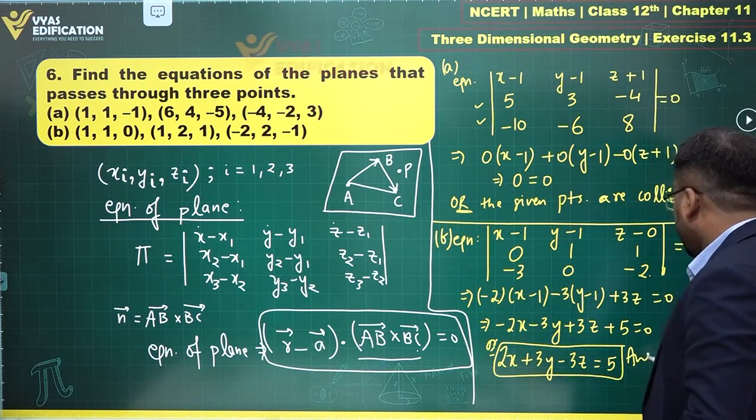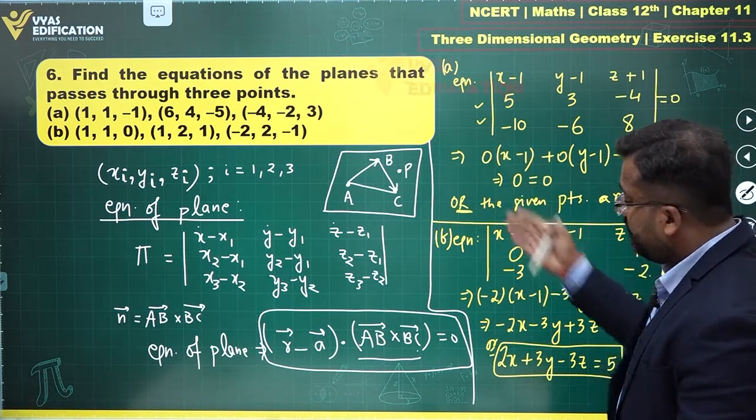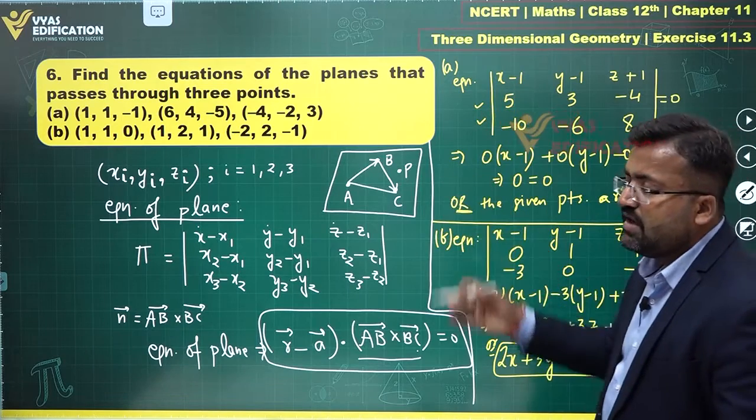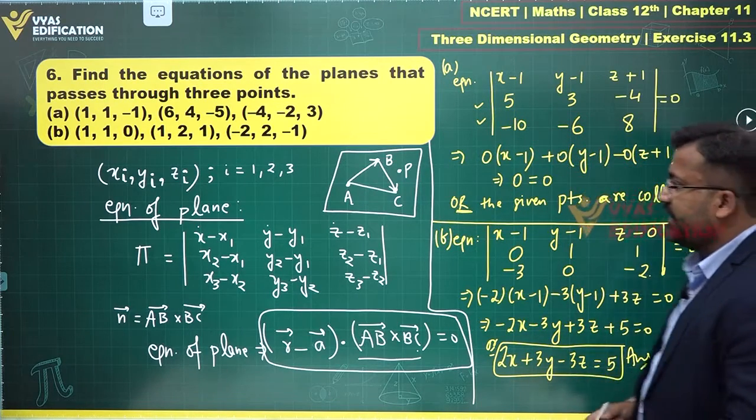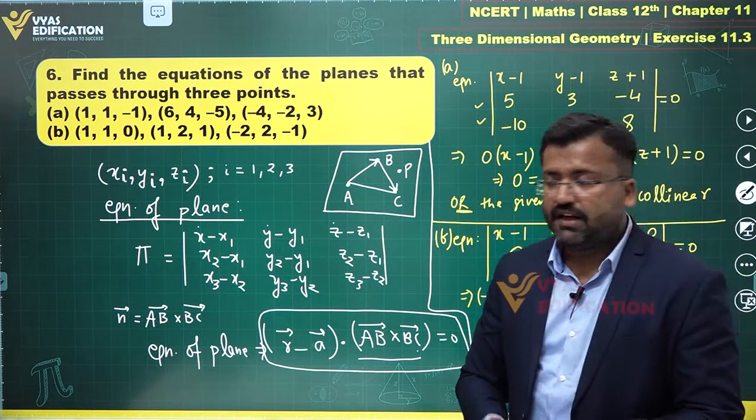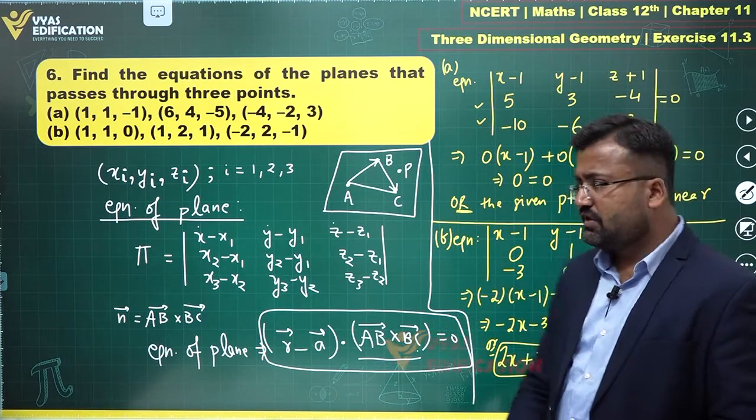This is the required equation of the plane in option B in the Cartesian form. This is the Cartesian form of the equation of plane, right? You can find the vector form using this approach, but this is the Cartesian form.